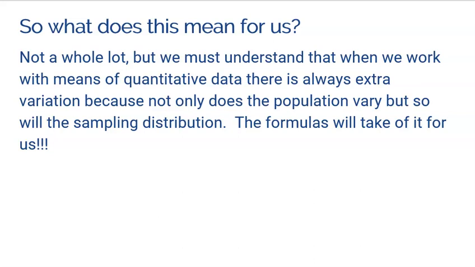We did not have this problem with proportions. The population was one number. It is what it was. 60% of poker chips are blue. It doesn't change. That's the population. So samples are going to vary. We get that. When you're working with means, your population is going to vary, your samples are going to vary, your sampling distribution is going to vary. So there's a lot of extra variation that we have to consider. Honestly, guys, like I said, you don't have to worry too much. The formulas will take care of it, but you have to be knowledgeable of it.